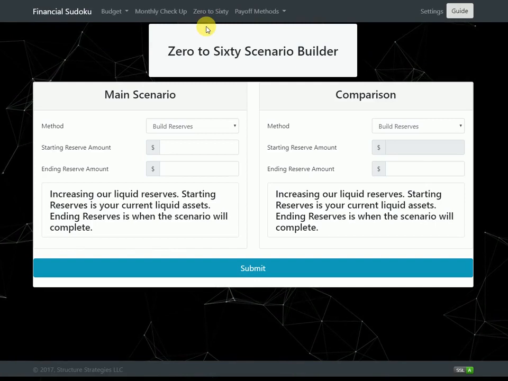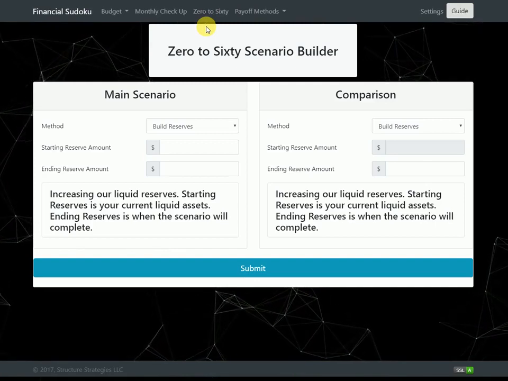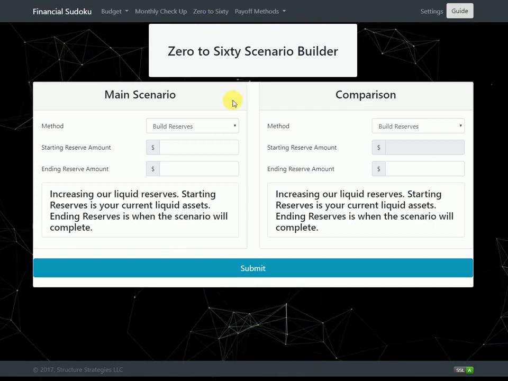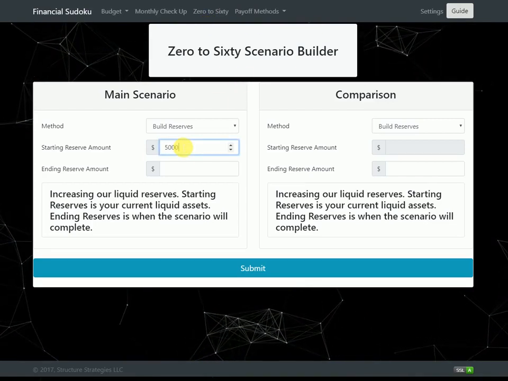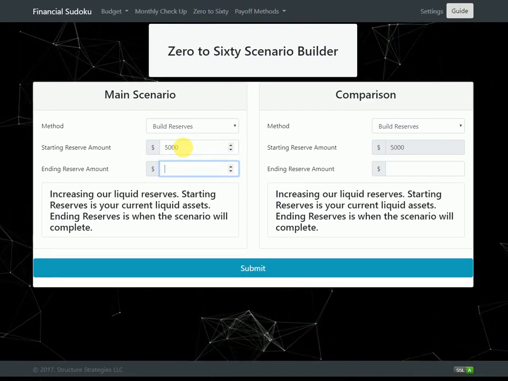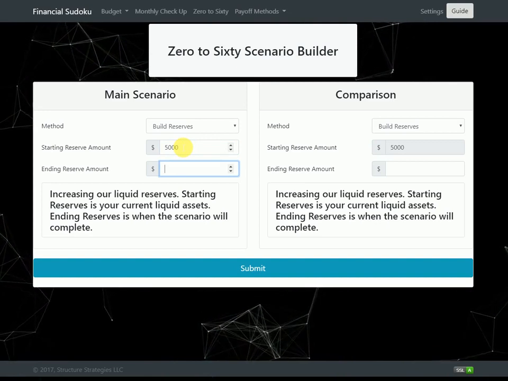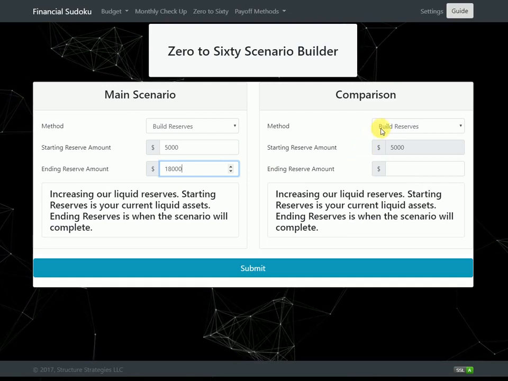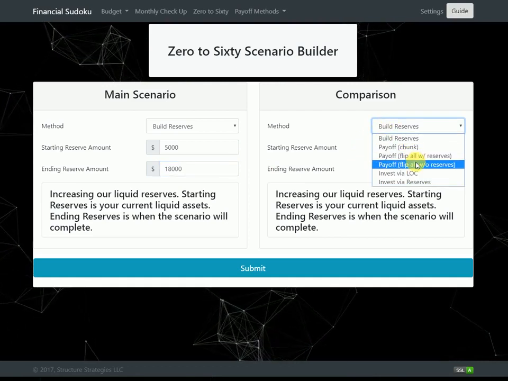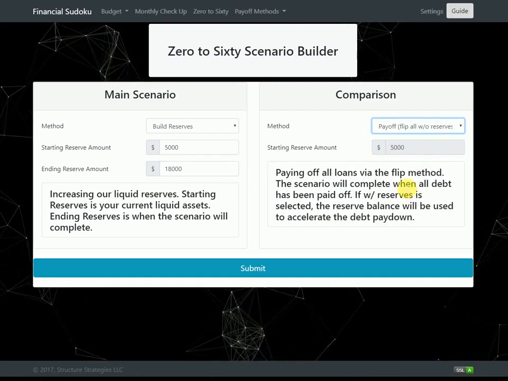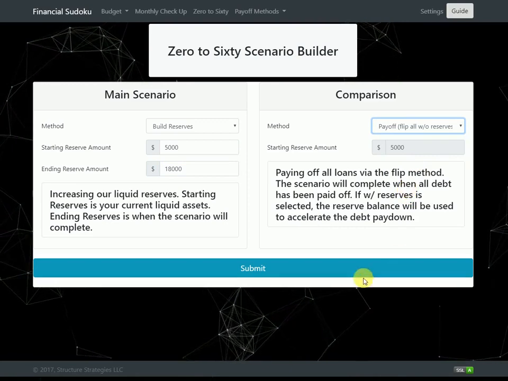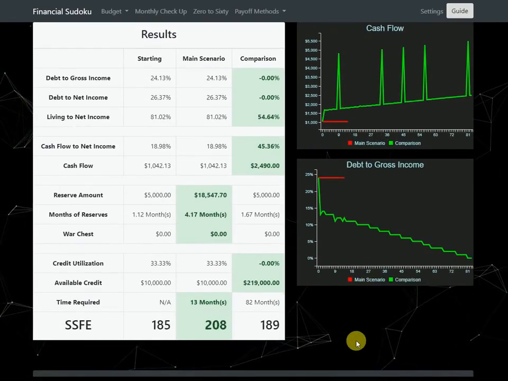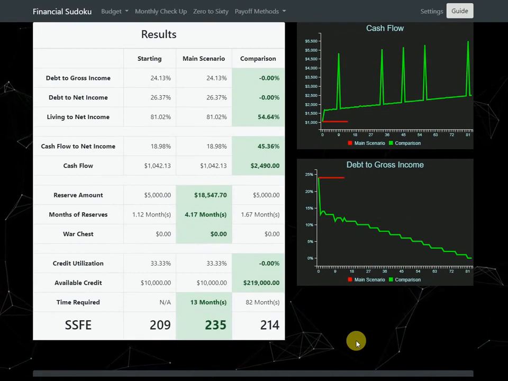This is a very simple comparison that goes into some pretty advanced metrics for a simple calculator. So we're going to compare building reserves with a $5,000 amount today, how much I have in the bank, and we'd like to have 6 months expenses, so we're going to put in about $18,000 as the end goal amount. We're going to compare that to paying off all of our loans using our flip method without reserves. So submitting that will show us your structure strategies, financial efficiency index.